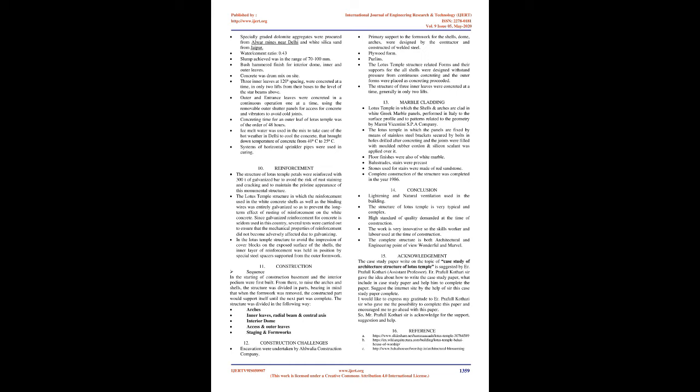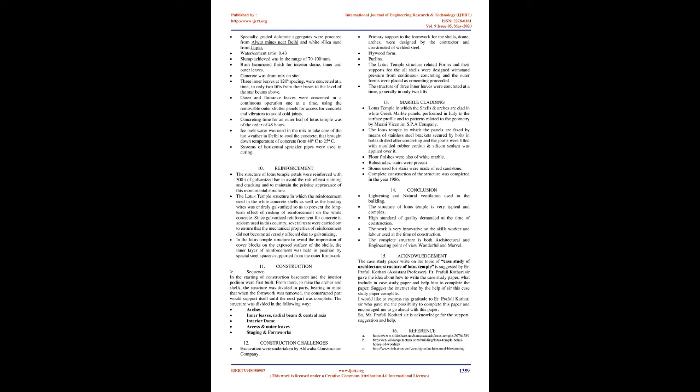To avoid crazing and shrinkage cracks in the Lotus Temple structure, a mix of M30 grade white concrete was designed. The entire quantity of white cement for the Lotus Temple was therefore imported from Korea. Specially graded dolomite aggregates were procured from Alwar mines near Delhi and white silica sand from Jaipur. Water/cement ratio, 0.43. Slump achieved was in the range of 70 to 100 mm.